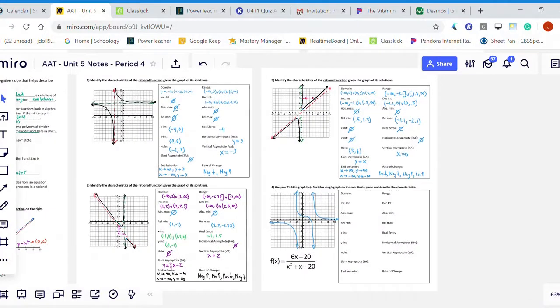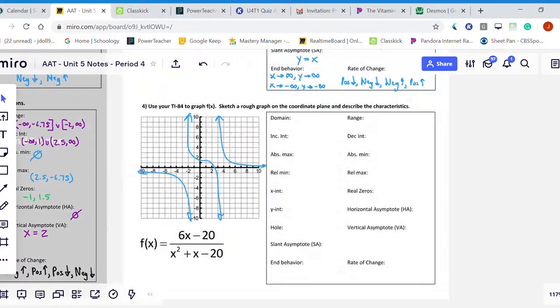All right, I did a couple of examples. I filled in the notes here for you so that you could have something to look back on. Don't worry too much about number 4. It's really not a big deal.